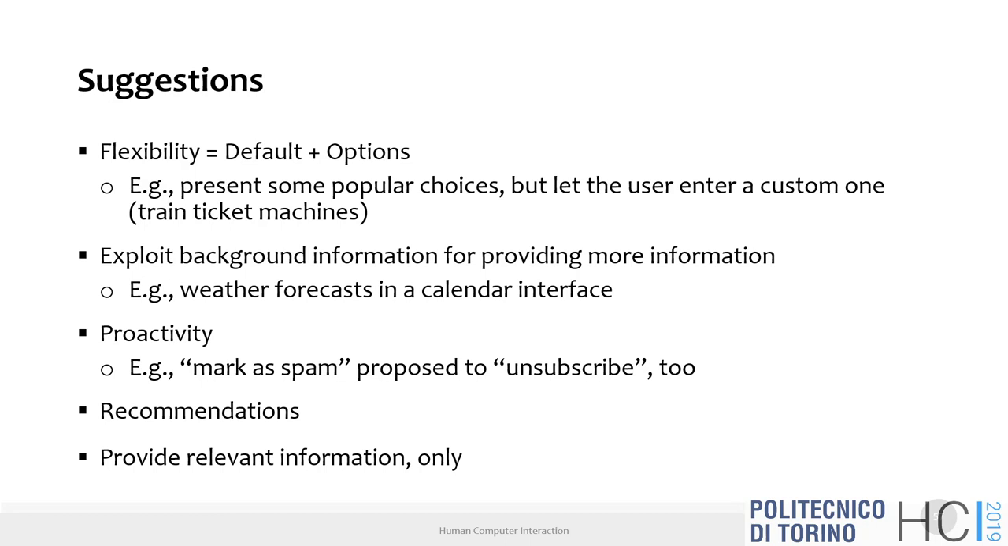Proactivity. When a user makes some action, maybe you know that there's a highly correlated action that you may propose. For example, you receive a mail from a mailing list that you don't want to see. So you mark that email as spam. The email program will tell you, okay, I saw you marked this as spam. This is on a mailing list. Do you want to unsubscribe from the mailing list? Many mailing lists have the unsubscribe instruction already in the mail header, so the mail program knows how to do that. So it may prompt you for the next step.